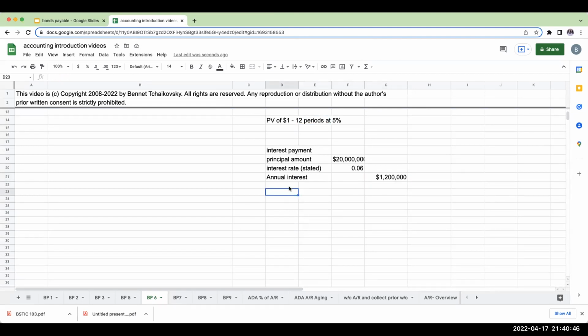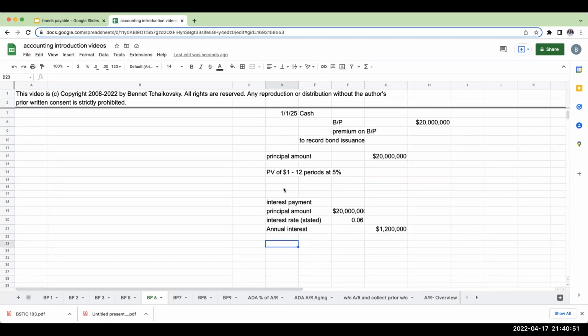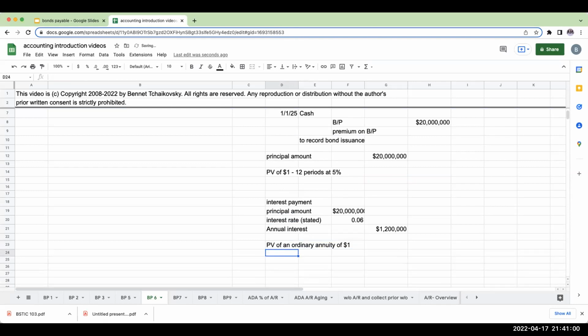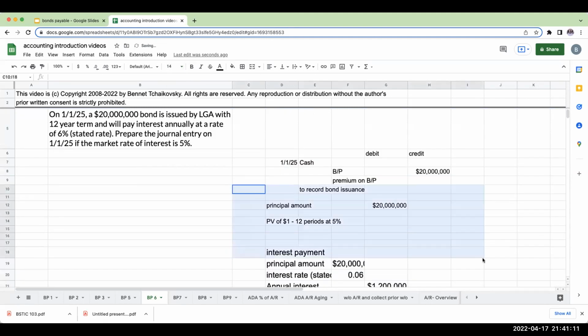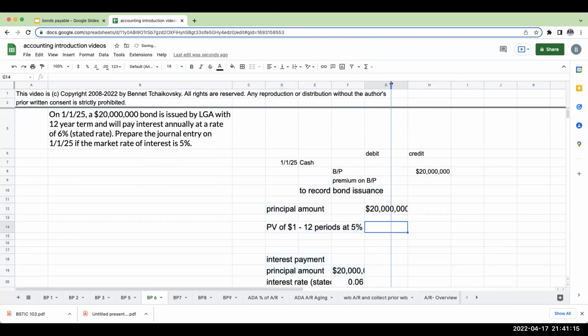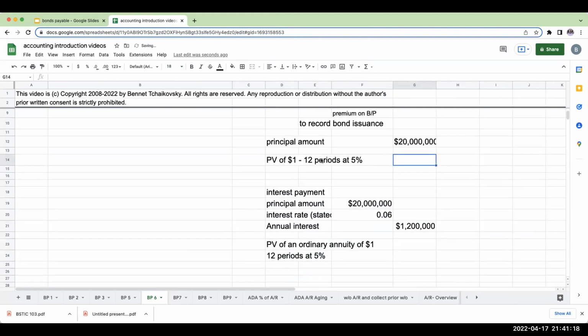Now, because the interest is being paid every single year, it's what we call an annuity. So I'm going to have present value of an ordinary annuity of $1. And this is going to be 12 periods at 5%. Remember, if I use 12 periods at 5% for the present value of $1 table, I have to do the same thing here. Okay, so let's run to the tables and see what's happening.